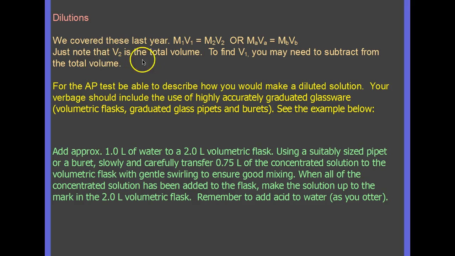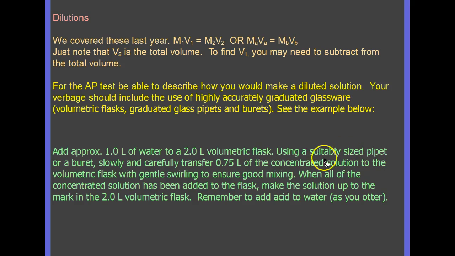Just note that volume 2 is the total volume. To find volume 1, you may need to subtract from the total volume. For the AP test, be able to describe how you would make a diluted solution. Your verbiage should include the use of highly accurately graduated glassware, volumetric flasks, graduated glass pipettes, and burettes. So, for example, add approximately 1 liter of water to a 2-liter volumetric flask. These are the flasks with long necks and one line on them to accurately mark a volume.